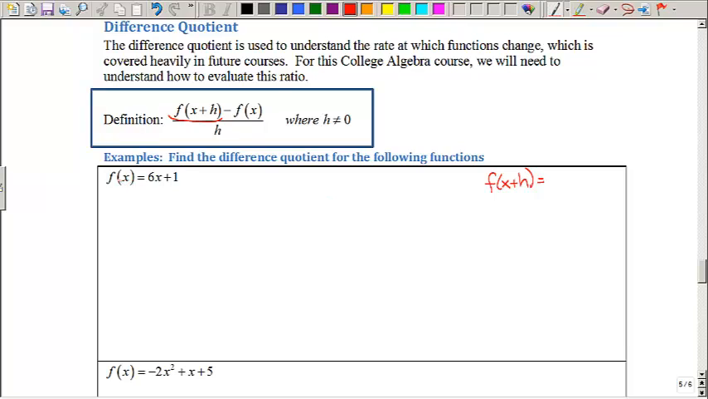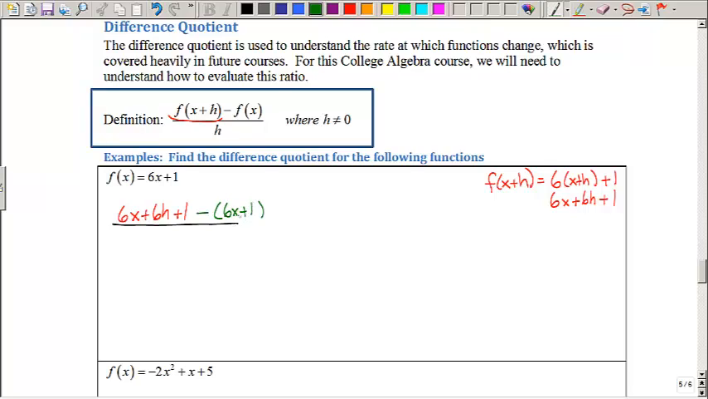For this particular problem, f of x is equal to 6x plus 1. I'm replacing every time I see an x with an x plus h. When I distribute this, I'm getting 6x plus 6h plus 1. When I evaluate my difference quotient, and I'm trying to find f of x plus h, I'm just going to take this red answer that I've gotten, 6x plus 6h plus 1, and then I'm going to subtract f of x. And the f of x that I have here is 6x plus 1.